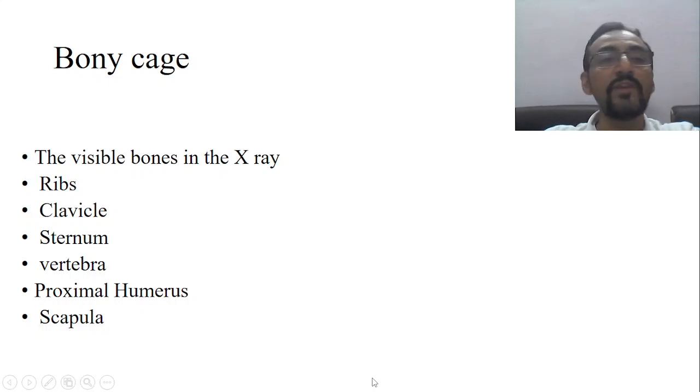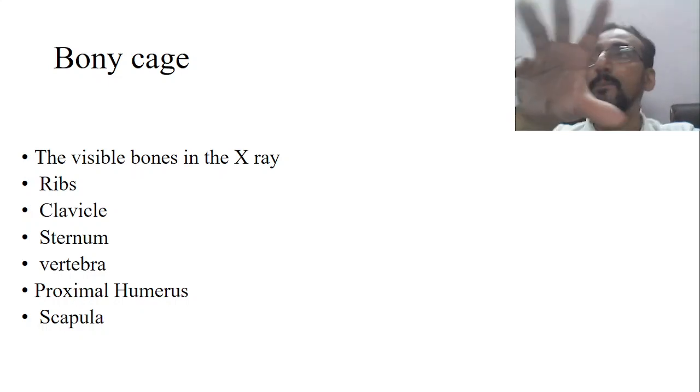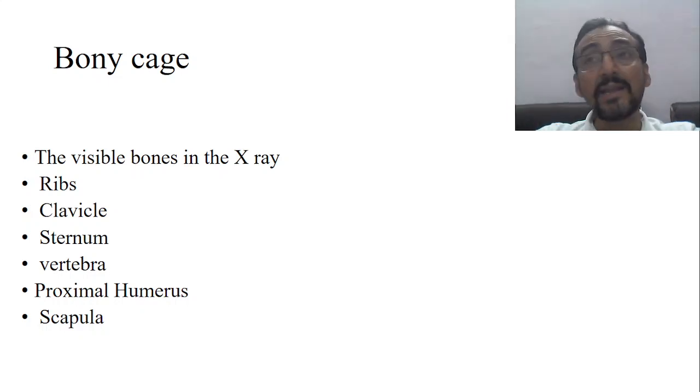In the bone, if you see, the ribs, clavicle, sternum, vertebra, proximal humerus and some portion of the scapula are there. So these are all the bony shadows that will occur in an X-ray. Now we will see them one by one.